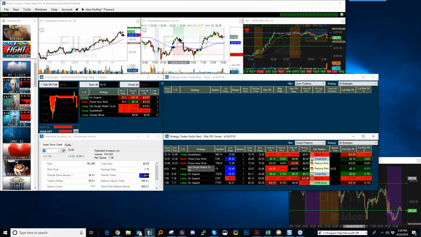So let's zoom out a little bit. All right, so we can see here on this stock, FII, Federated Investors, it was called out about 7:55 this morning, Pacific time. It went up for a little bit, and it came down, and we got out of it right here. We got out of it in a reduced risk mode, and that's saying that we're not going to hold it to the end of this time stop. We think it's just not doing what we thought it would do, so we're going to get out. And then the stock proceeded to breach through its stop after we had gotten out of it.